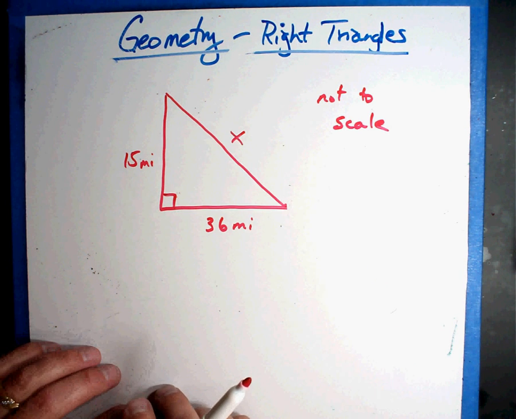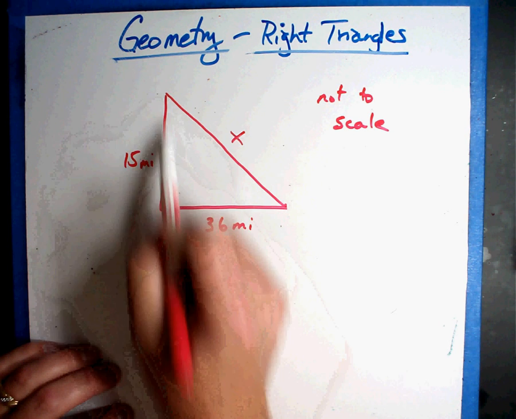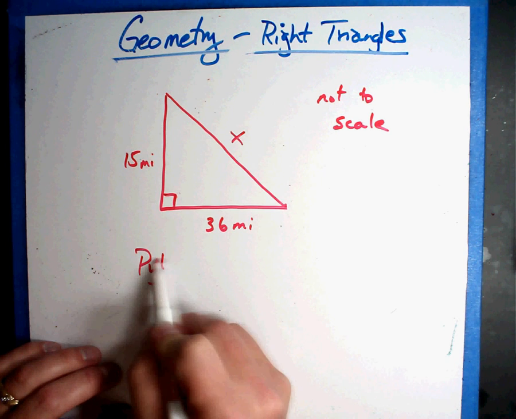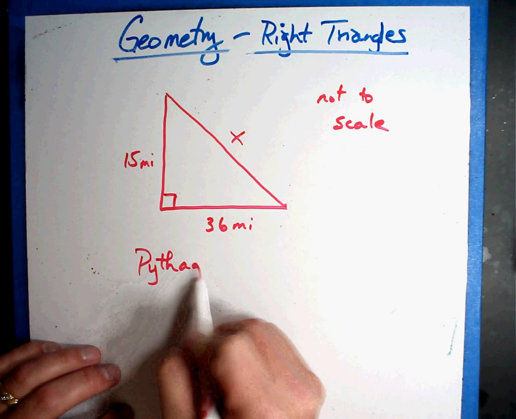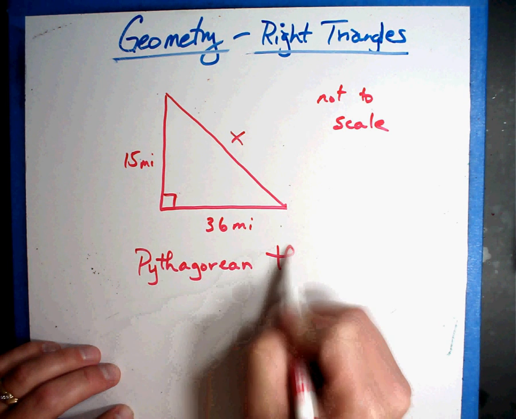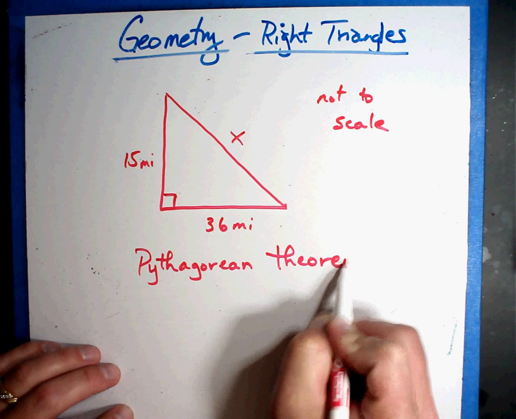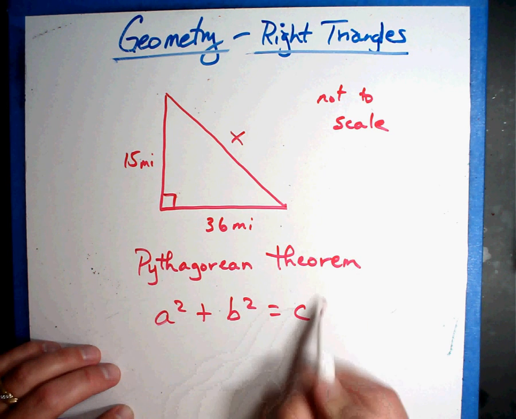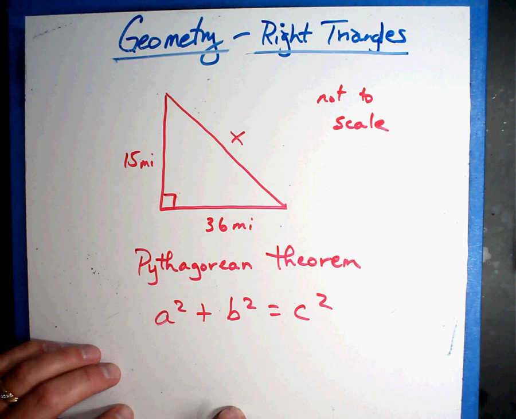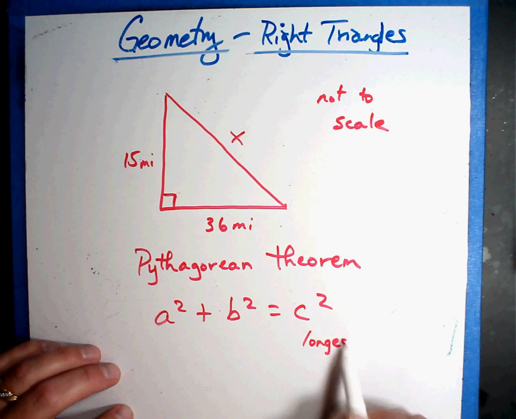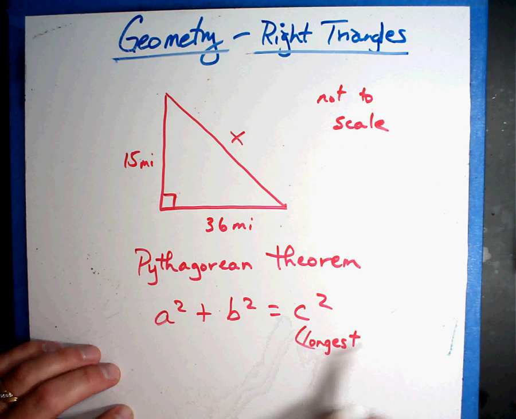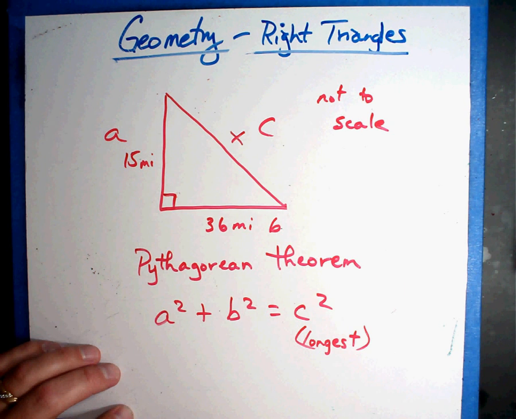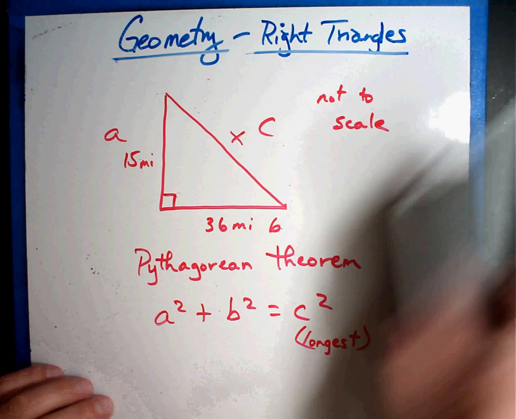Anytime you have a right triangle and you need to know the length of a side, you can use what is called the Pythagorean Theorem. And here's what it means. A squared plus B squared equals C squared. Now what you need to know is that C squared is going to be the longest side. Okay? So it's going to be A, B, C. And so you can figure out what the length of that side is.